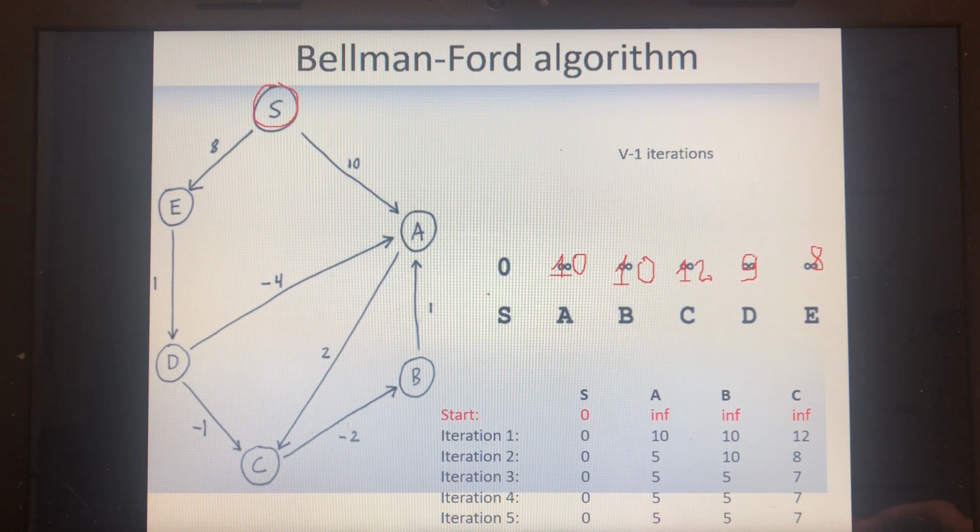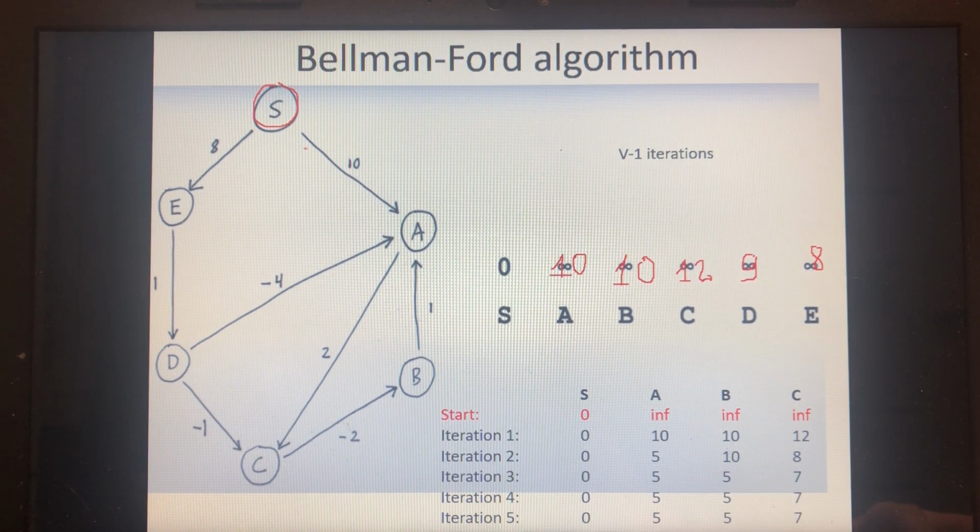Now we can continue. From S we can go where? From S we can go to A by 10, and to E by 8, so it is the same. From A we can go where? To C by 2, so it will be 12, the same.